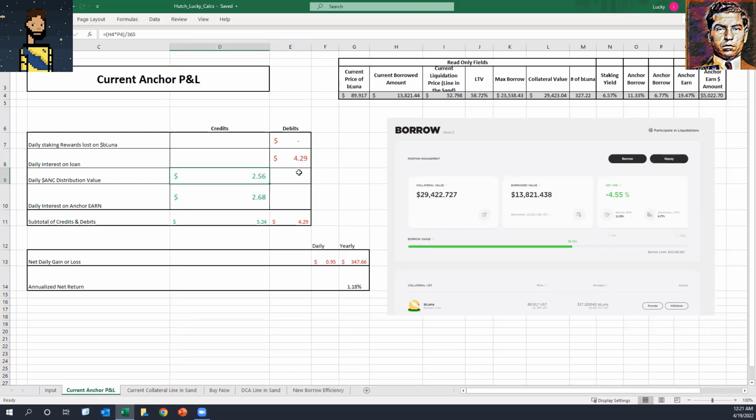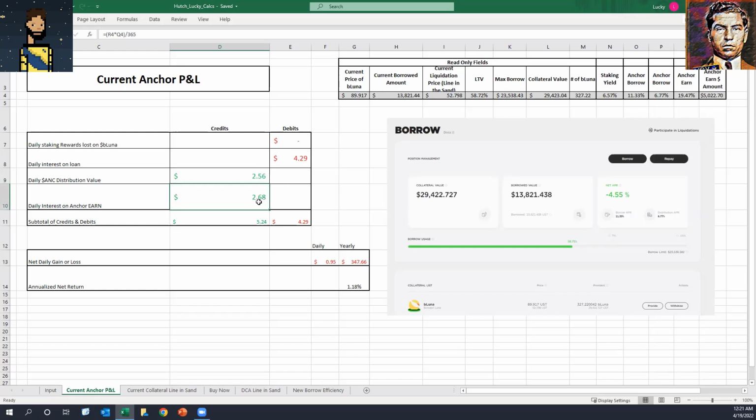I can't see, what's that number? About more than half of that. A little more than half. Yeah. And again, that math is done by distribution APR times your current loan divided by 365. There you go. So that's a credit, which is why it's in green.